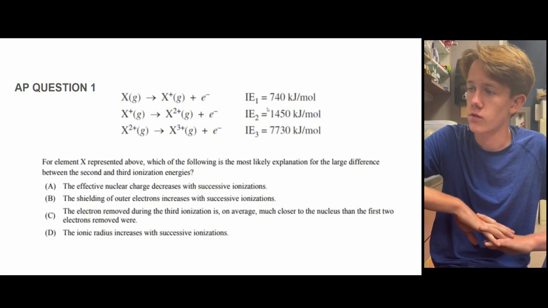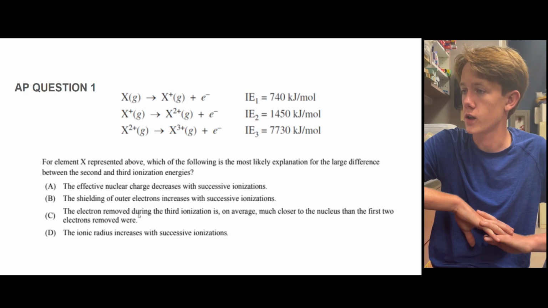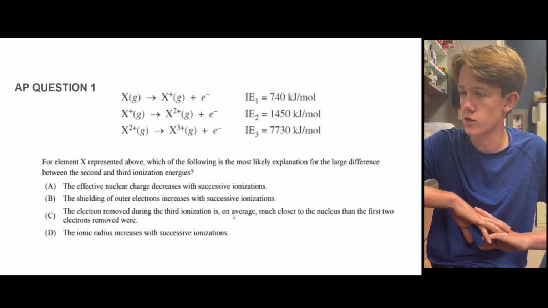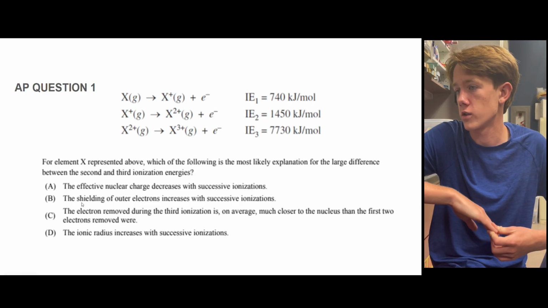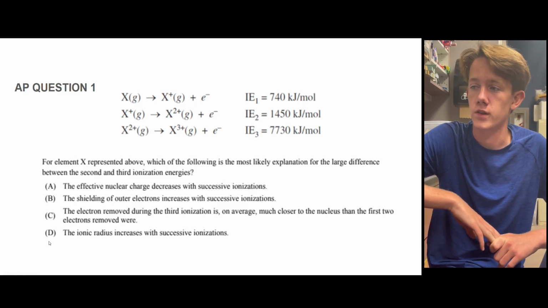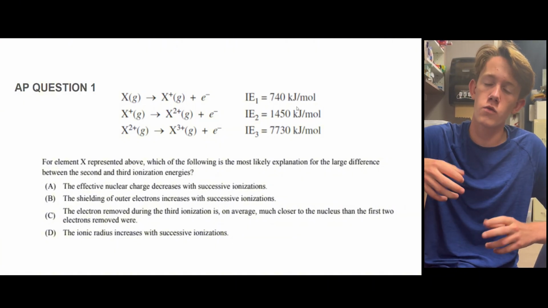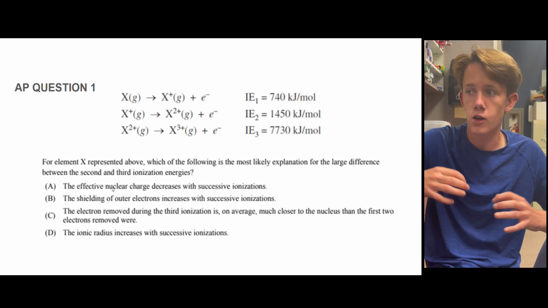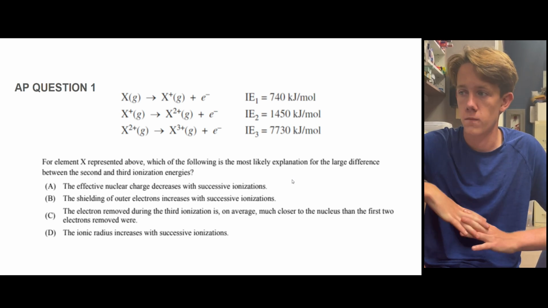C: The electron removed during the third ionization is on average much closer to the nucleus than the first two. Yep, that sounds correct. Now let's go on to D. D: The ionic radius increases with successive ionization. This is false. This is almost the same reasoning as A, where when you remove stuff on the outside, the electrons are getting closer because there's more force being applied to them.